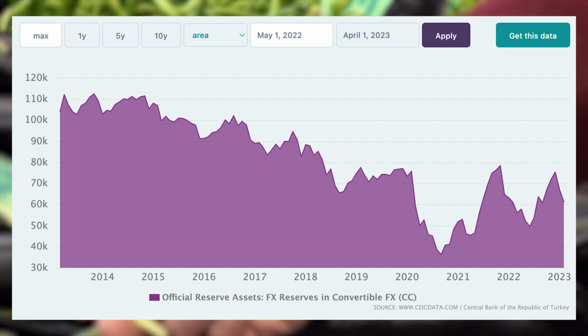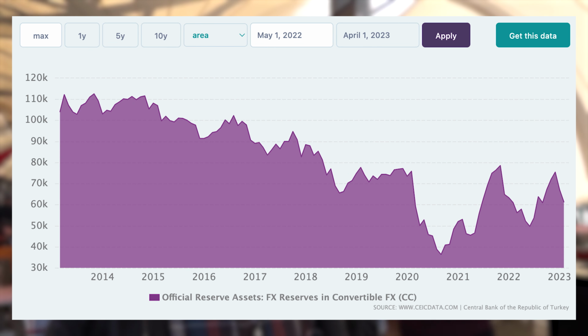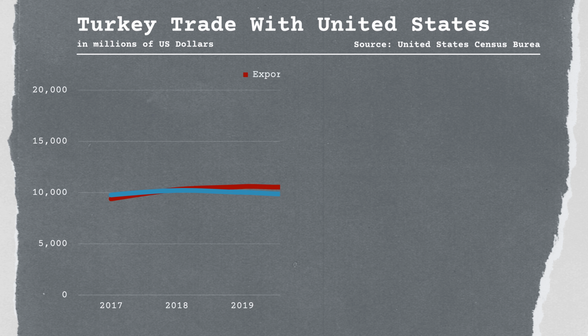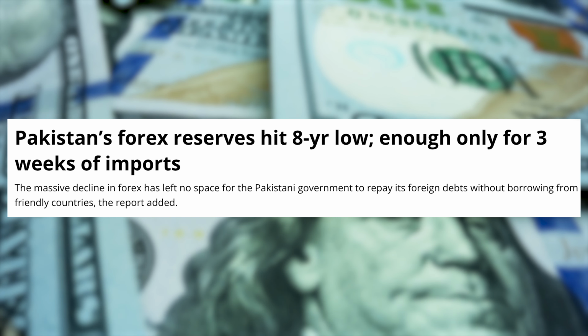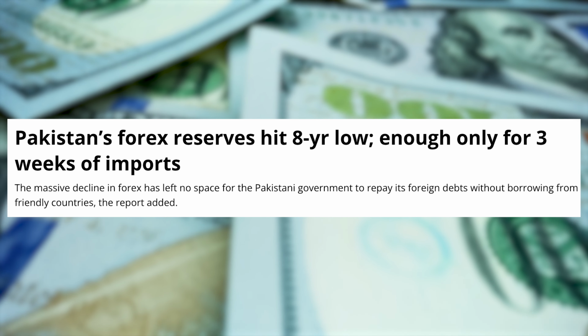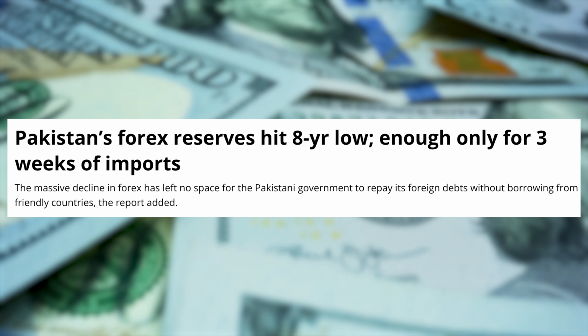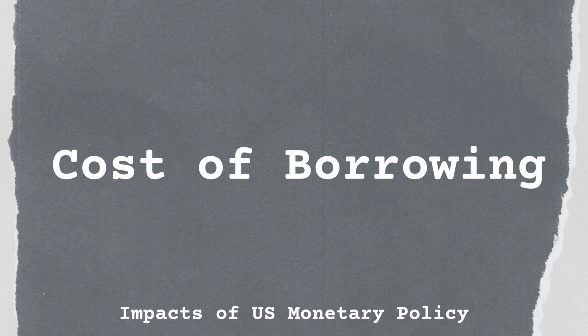The shift in trade also negatively impacts their foreign exchange reserves. Remember how countries will hold US dollars for international trade? Well, if Turkey is now importing more goods from the US than it's exporting, that deficit has to be paid for with the foreign exchange reserves. And when taken to extremes like in Pakistan, those reserves can be completely depleted, and that can cripple their local economy. The second impact is the cost of debt.